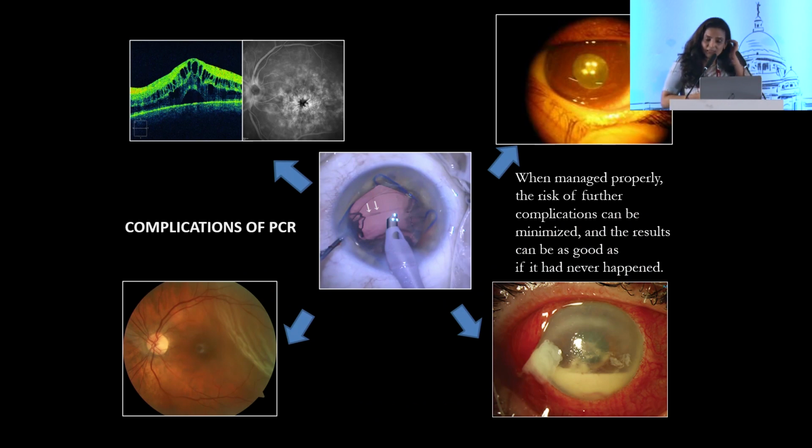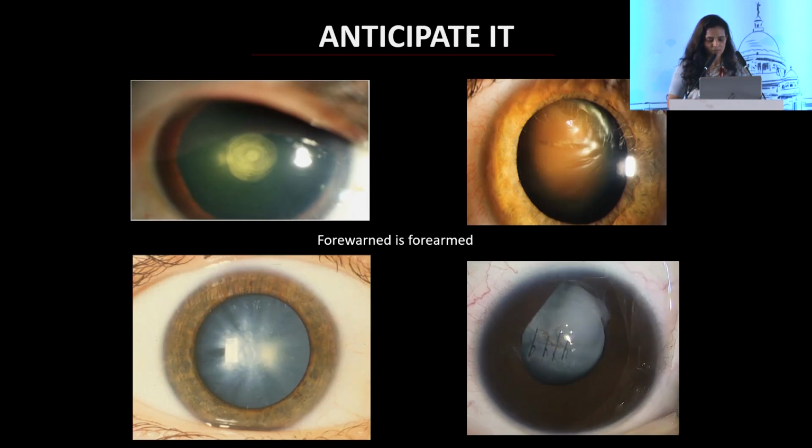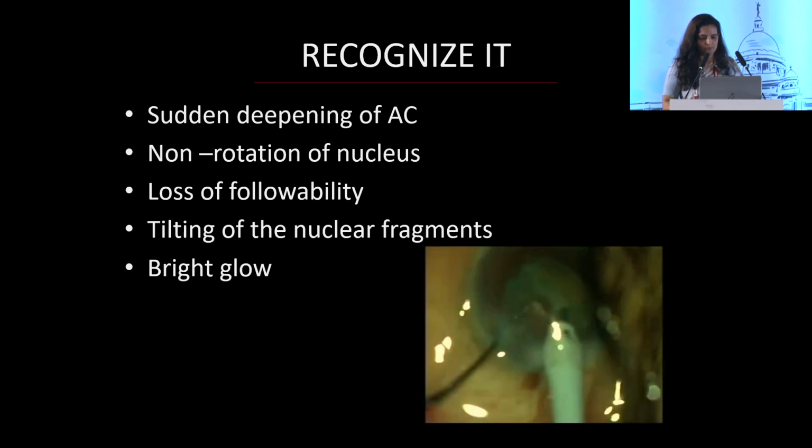Well, posterior capsular rupture is an unfortunate complication of cataract surgery and can have dire consequences. But if managed properly, the risk of complications can be minimized and the results can be as good as if it had never happened. The first thing is to anticipate a posterior capsular rupture in these type of cases, posterior polars, hard cataracts, post-traumatic cataracts, and you should be having a surgical strategy in your mind even before you start the case. Your staff should be briefed, your instrumentation should be ready, your vitrectomy machine, your cutter should all be in place so that you're not faced with a surprise when it happens.